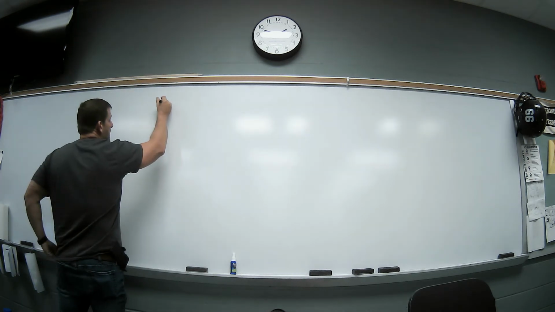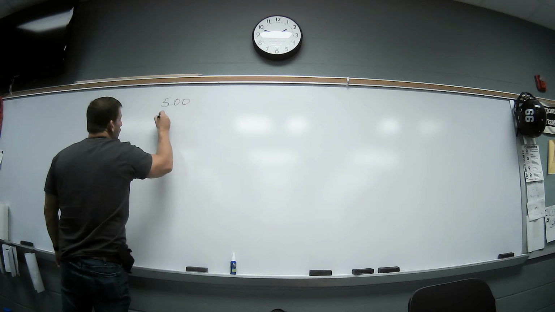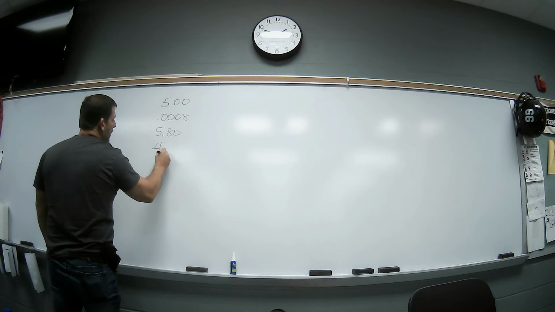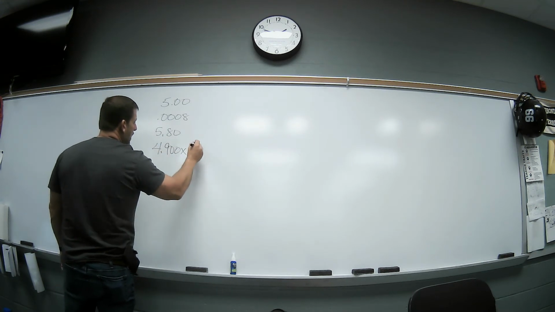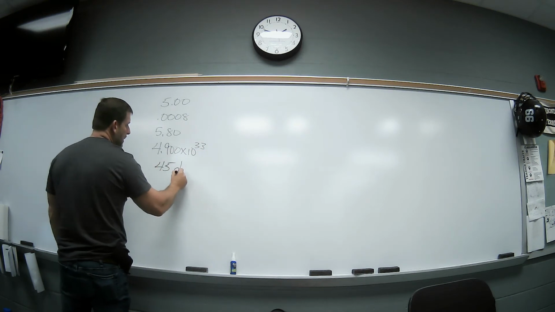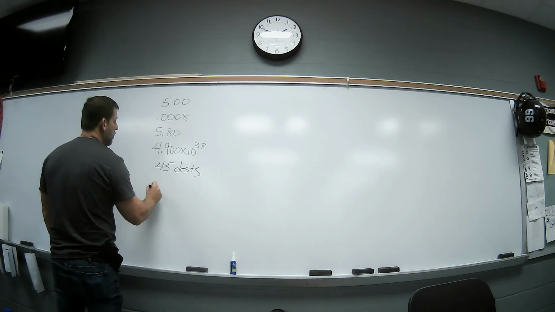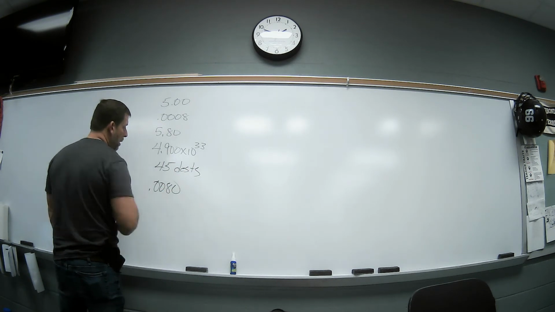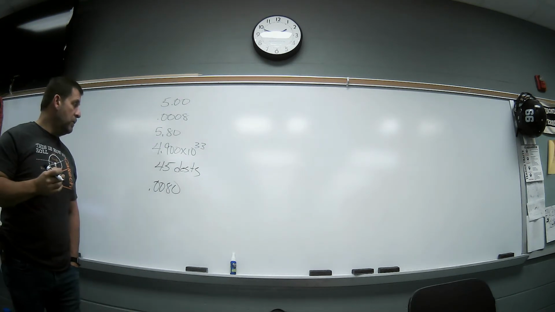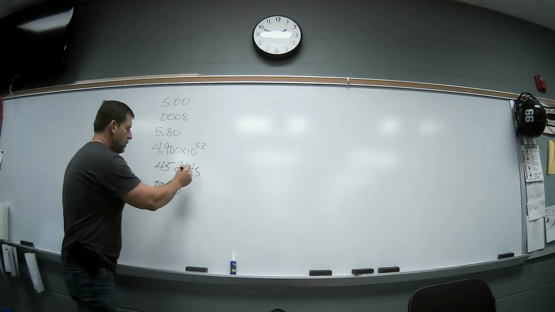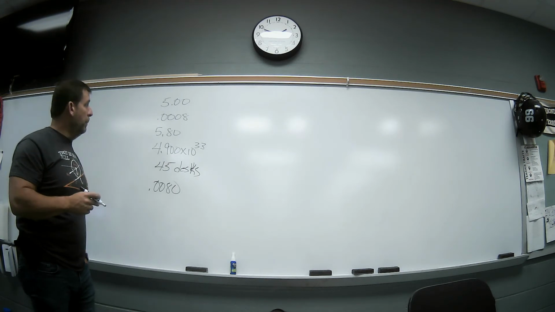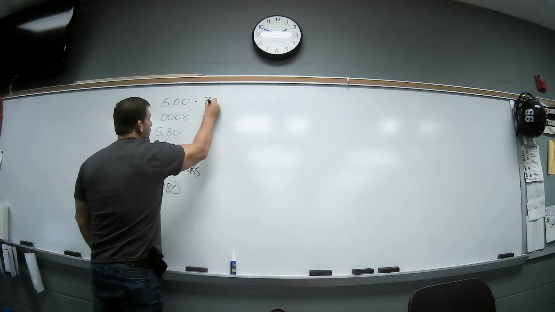Let me give you an example. If you remember sig figs, I'm just going to throw these out at random: 5.80, 4.900 times 10 to the 33rd, 45 desks, and 0.0080. Sig fig rules can be found if you take time to look them up, if you need to hone up on them a little bit. But if you remember, this first one is 3.